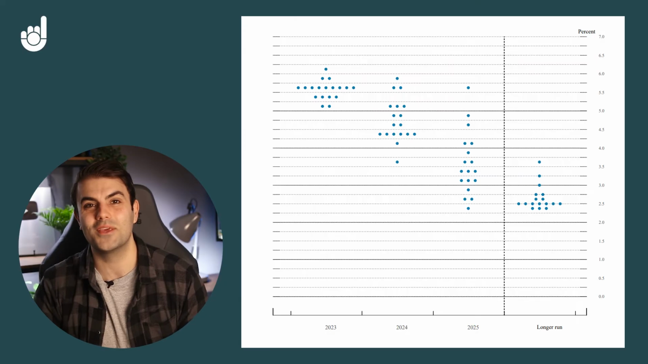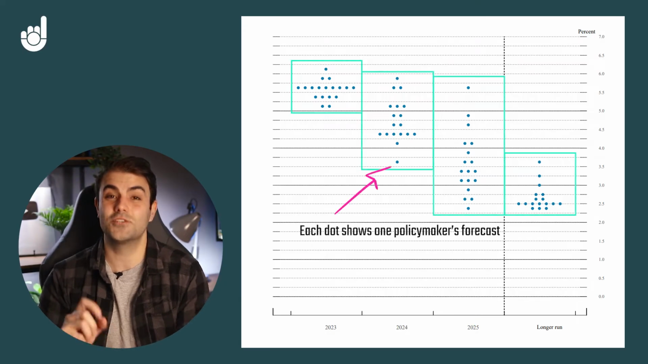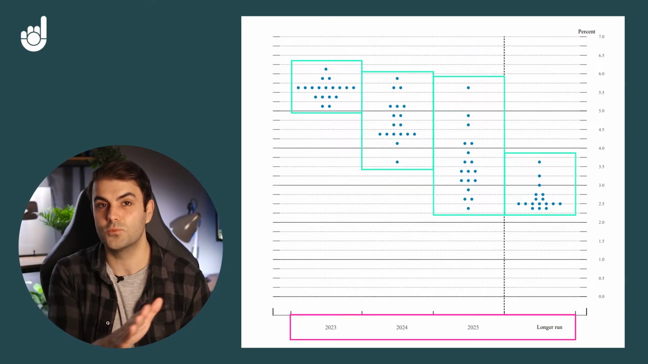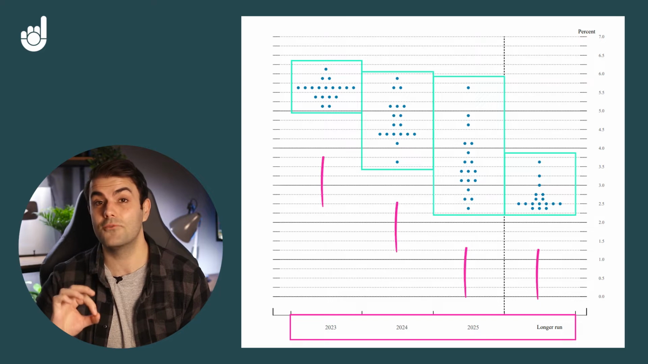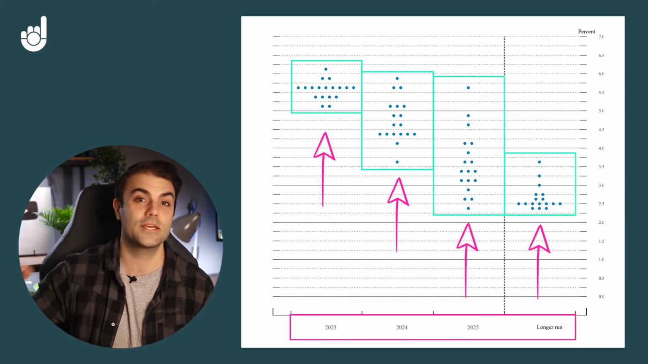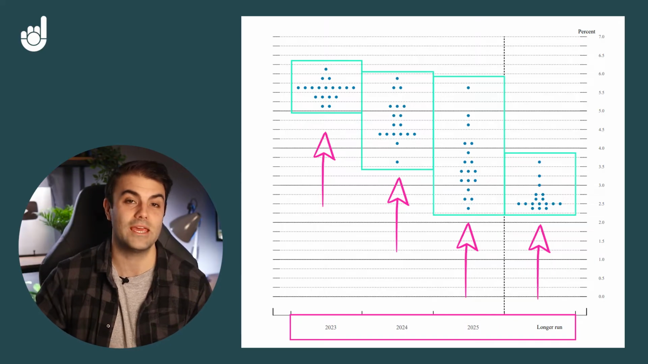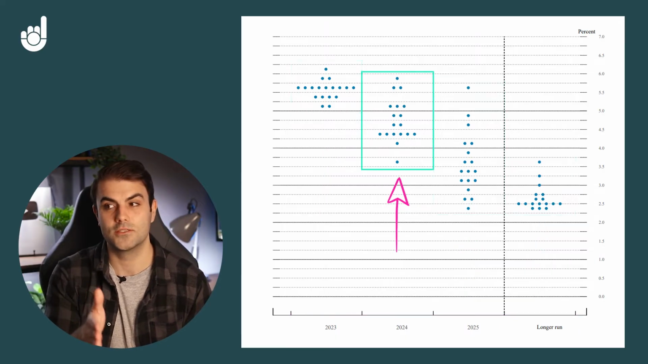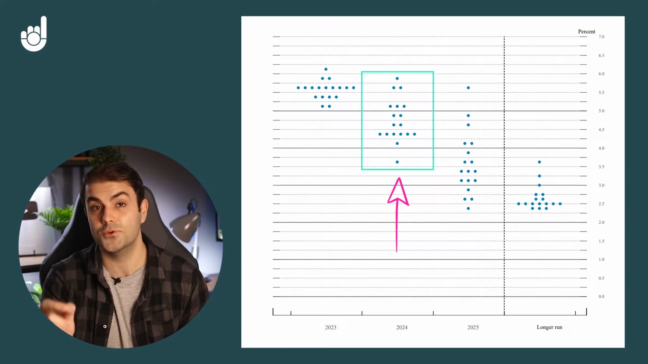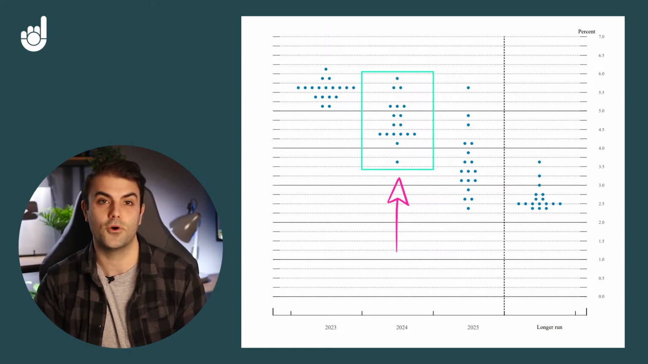Looking at this graph, we can see a series of dots, and each of those represents an FOMC member's forecast for the Fed funds rate. So each time period, which is shown on the bottom axis, will have a dot for each forecast, and that represents where that particular official thinks the interest rate will be at the end of that time period. So a dot in 2024 shows the forecast of that official at the end of 2024.